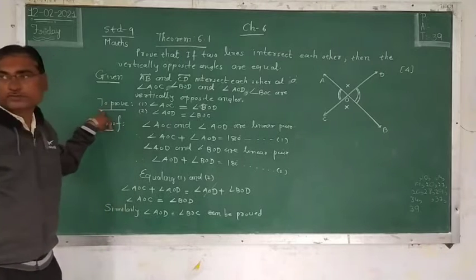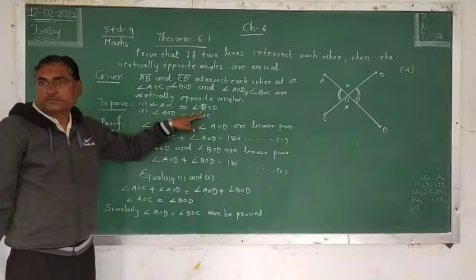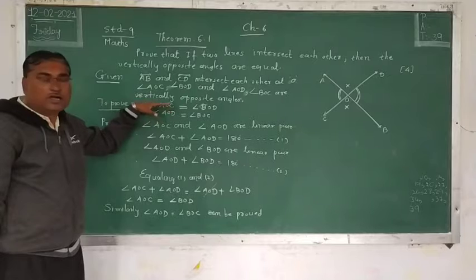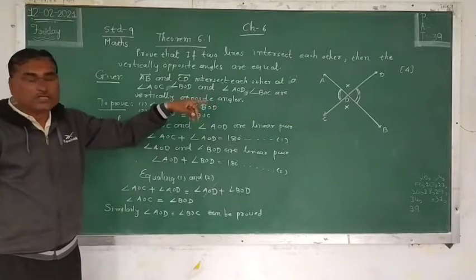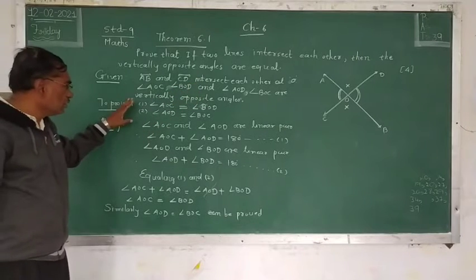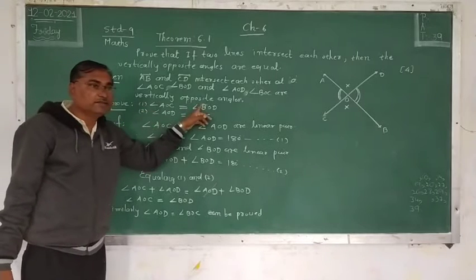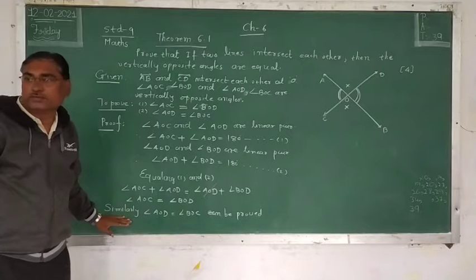That is to prove: first, angle AOC equal to angle BOD. Another, angle AOD equal to angle BOC, also vertically opposite angles. Out of the two, we can give proof of only one, and the second we can accept, similarly it can be proved.